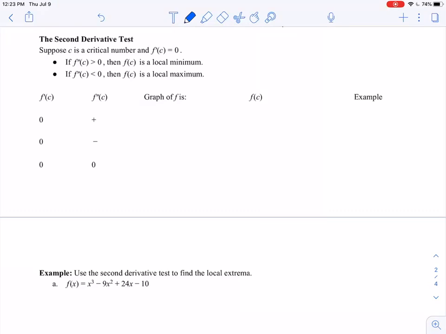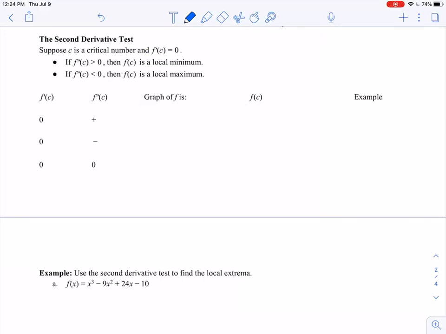We're also going to talk about how we can use the second derivative to help us find absolute extrema. But before we can do that, we need to talk about the second derivative test, which helps us determine local extrema. So if c is a critical number and f prime of c is equal to 0, this is only going to work for us if we have a horizontal tangent line.